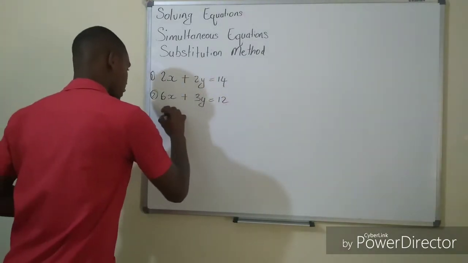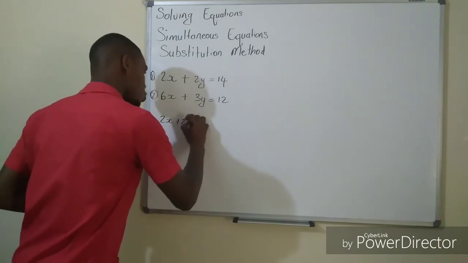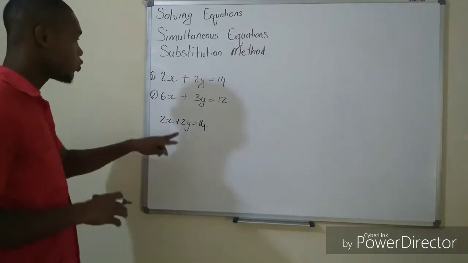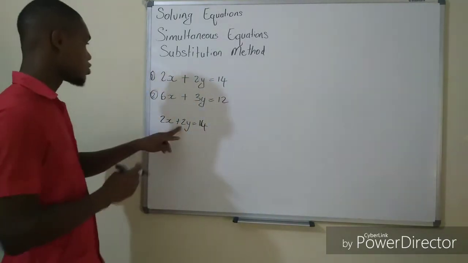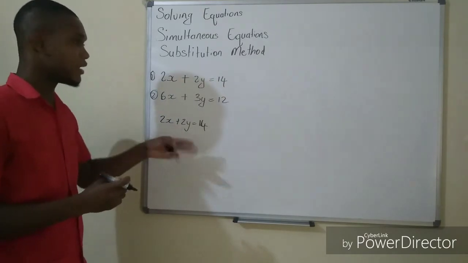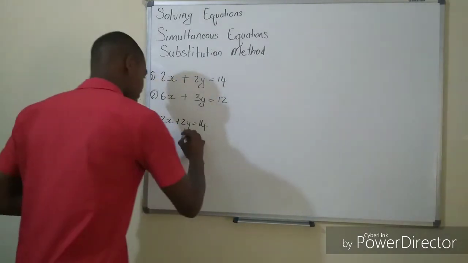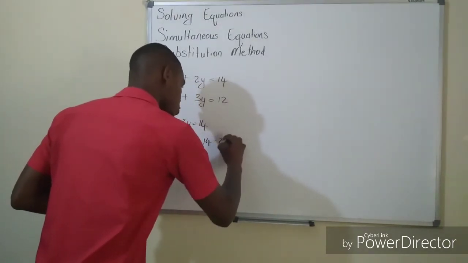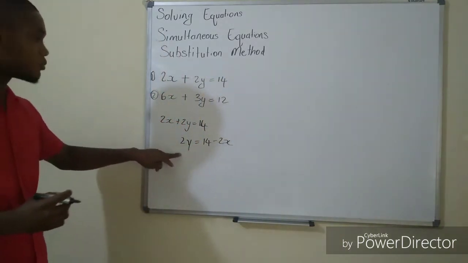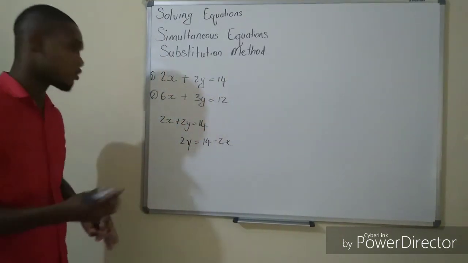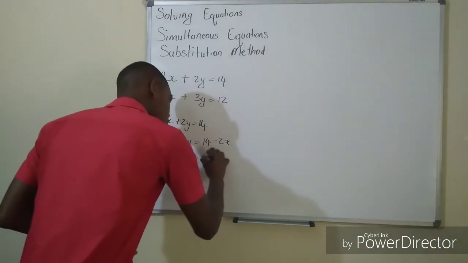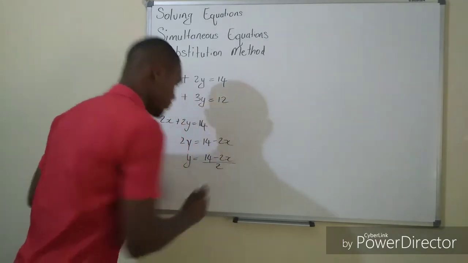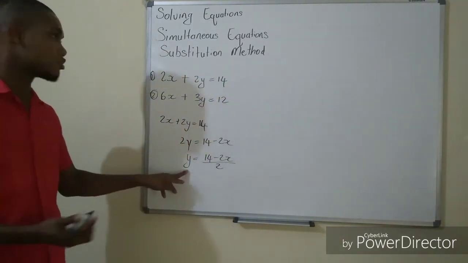So equation 1: we have 2x plus 2y equals 14. What we generally do is try to do the opposite operations. Here we realize that 2x is being added to 2y, so you're going to subtract it from the other side. So you will have 2y equals 14 minus 2x. Now y is being multiplied by 2, so you're going to divide the other side. So y equals (14 minus 2x) divided by 2. And there we have y as the subject.